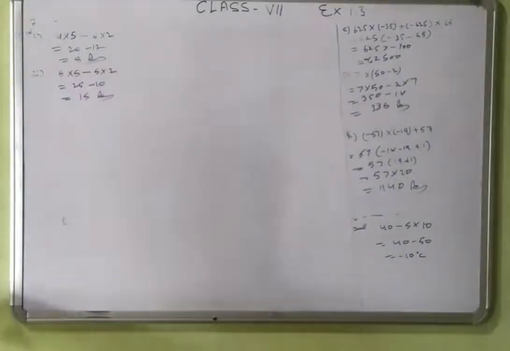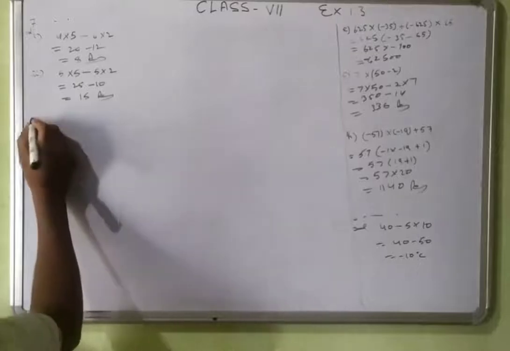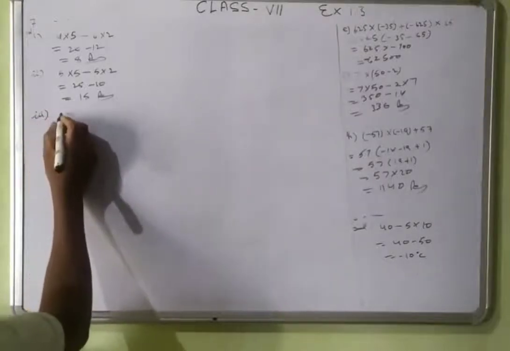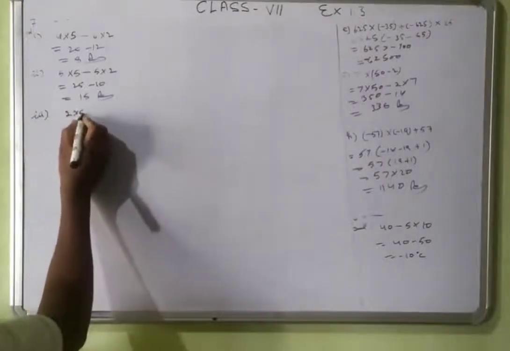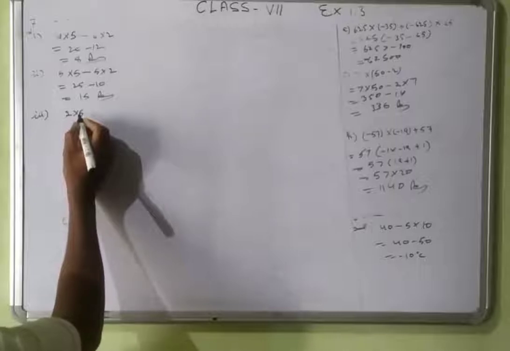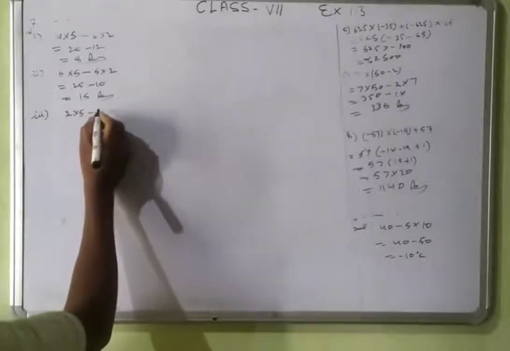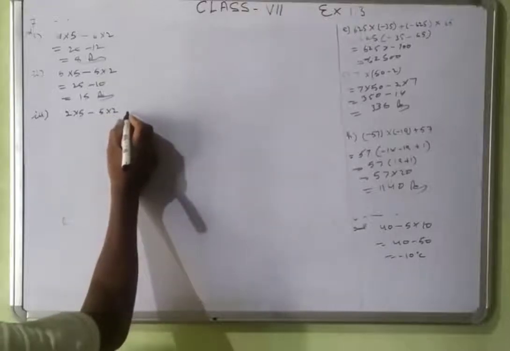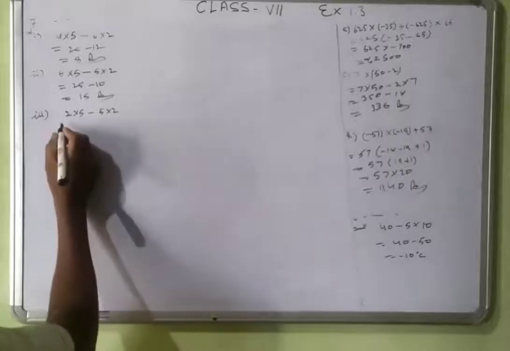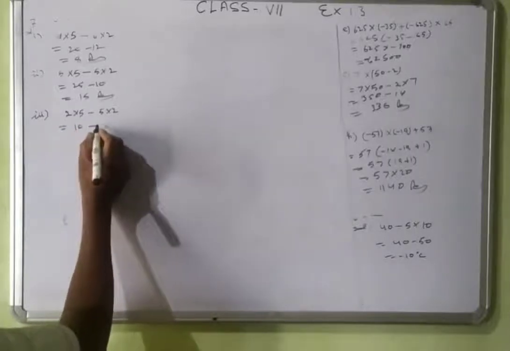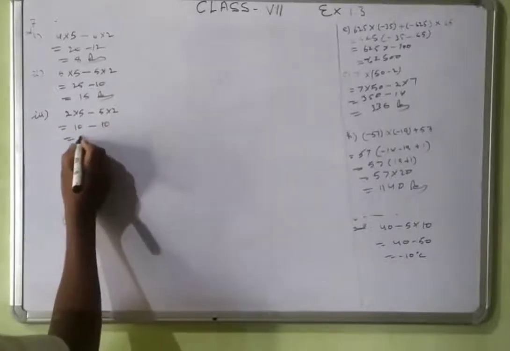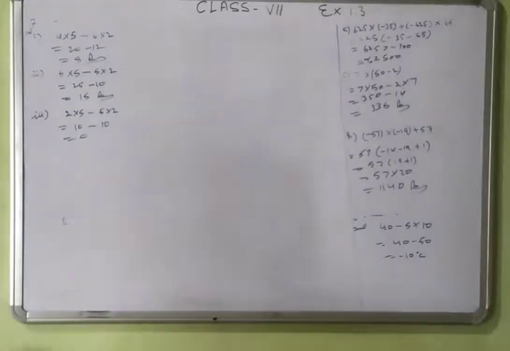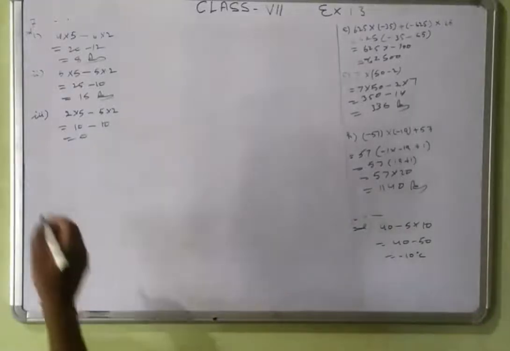Third part, Hira gets 2 correct and 5 incorrect, and 7 questions attempted only. That means no need to write that one. 5 twos are 10. That means 0 marks. It means Hira gets 0 marks.